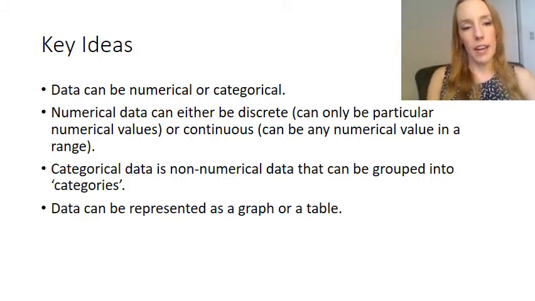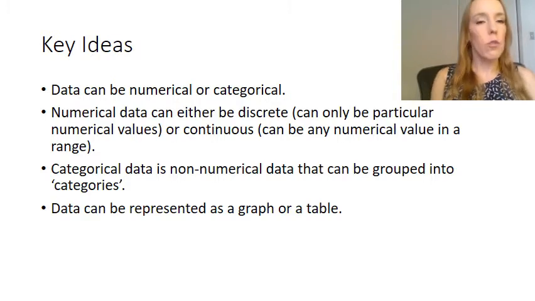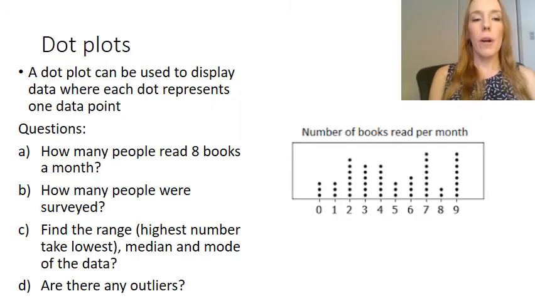It's continuous data. So categorical data is non-numerical data that can be grouped into categories, as we've already said, like pet type or favorite color or favorite food or anything like that. And we can represent this data as graphs or in tables. And in today's video, we're going to look at a few of those different graphs. So one of those graphs is a dot plot. I've got a dot plot there, which is the number of books read per month.